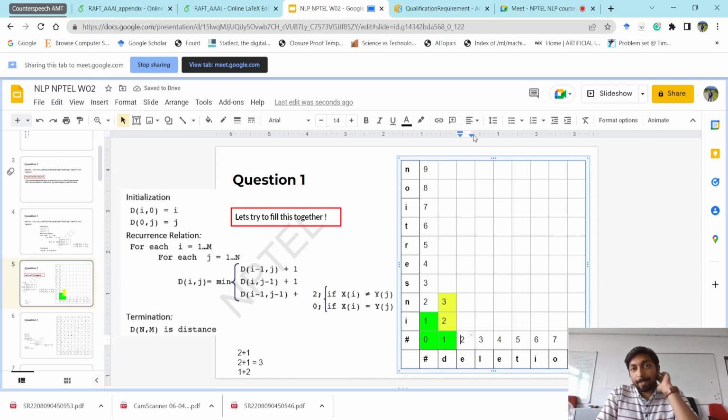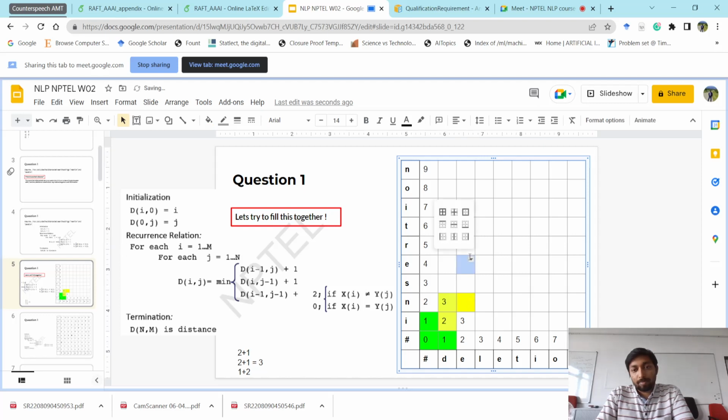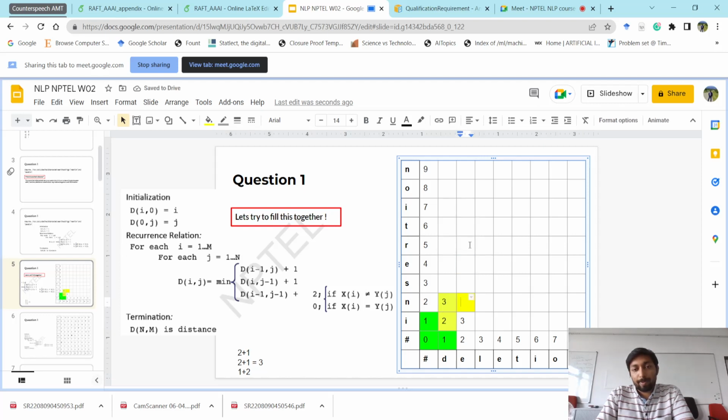Okay. Let us do for this case, which will also be pretty similar. So this will be 3 as well. Let us do for this case. Can anyone tell what will be the answer for this?